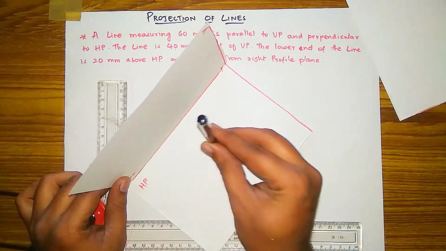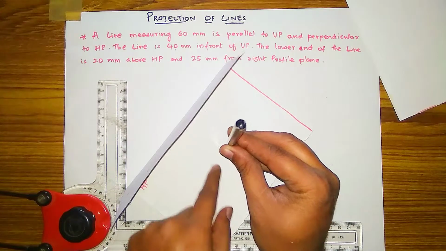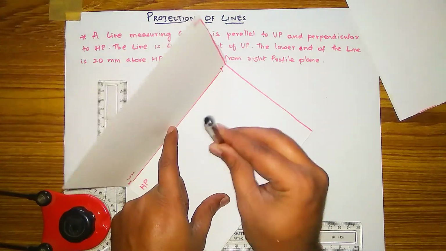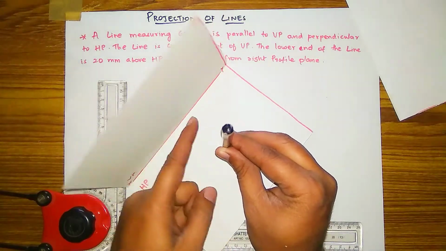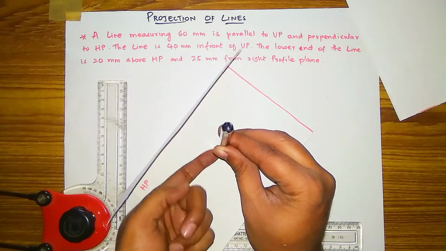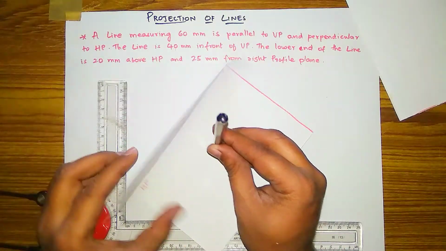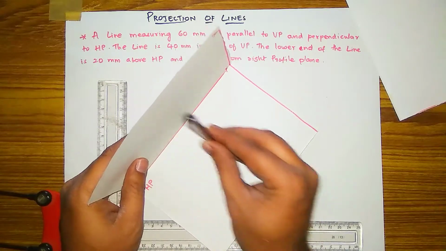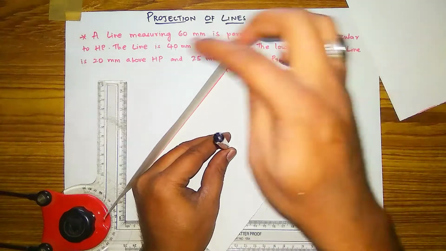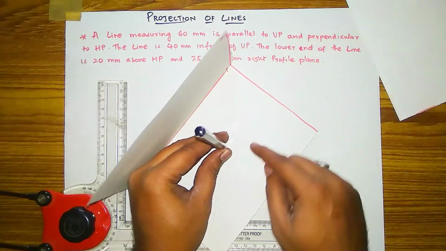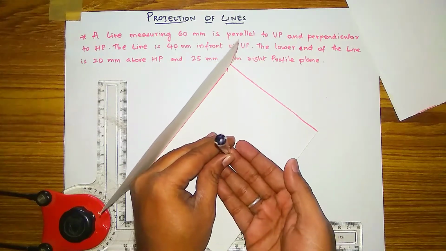Parallel to VP means it will be parallel to VP like this, and perpendicular to HP means it will be perpendicular to HP. So the pencil will be like this. Then you have to see how much distance it is from VP and from HP. The line is 40 mm in front of VP, means from VP you have 40 mm distance here, and the lower end of the line is 20 mm above HP, means from the HP you have a height of 20 mm.